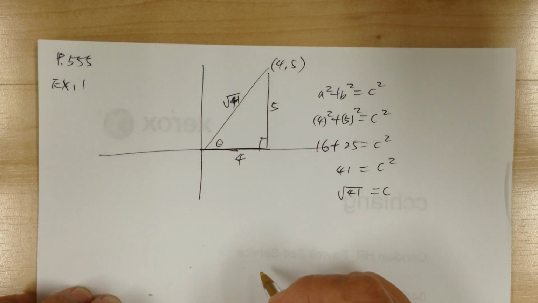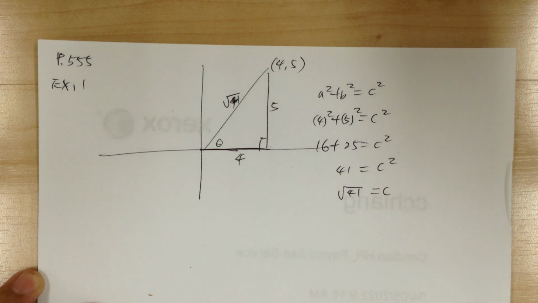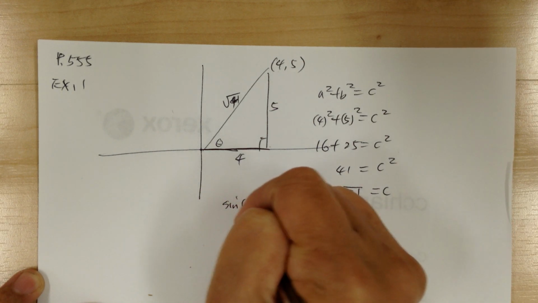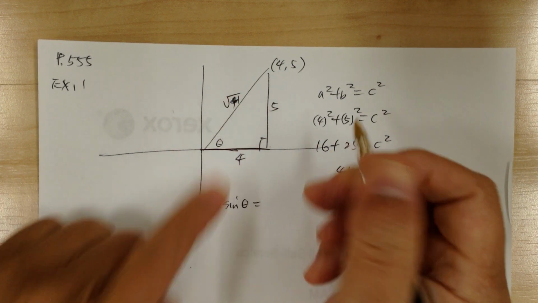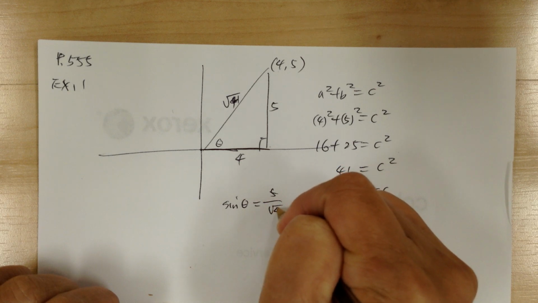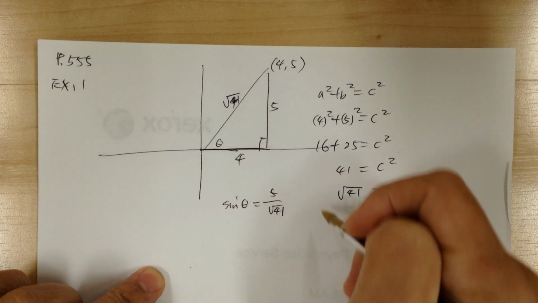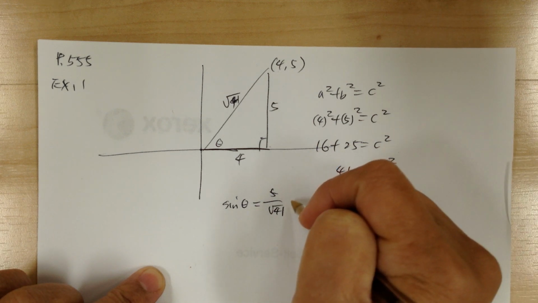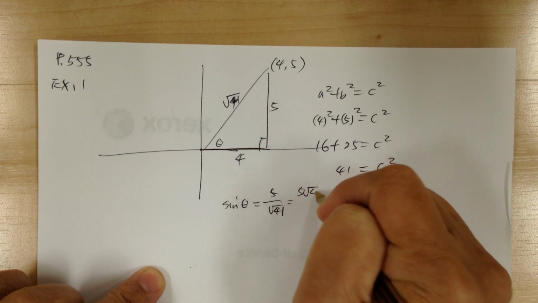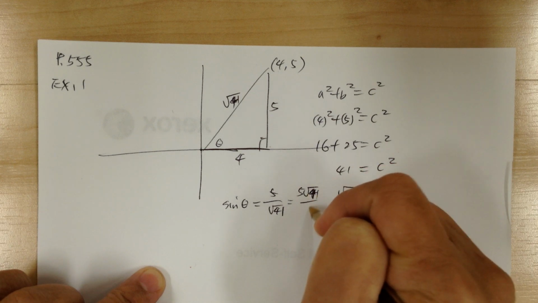So you're looking for sine, cosine, and tangent. Sine theta would be, again, opposite over hypotenuse, so it would be 5 over square root of 41. And if you simplify this, you multiply, and this will equal 5 square root of 41 over 41.